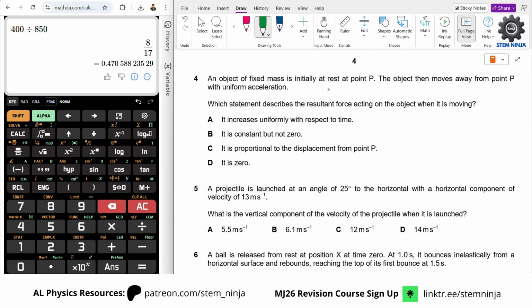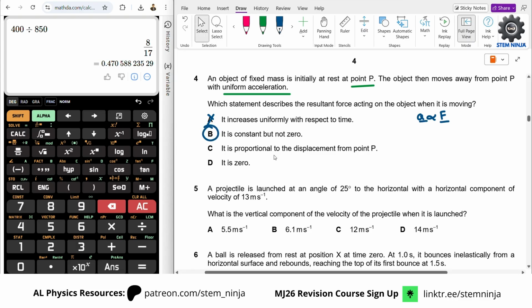An object of fixed mass is initially at rest at point P. The object moves away from point P with uniform acceleration. Which statement describes the resultant force acting on the object when it is moving? So, if the acceleration is uniform, the resultant force acting on it will also be uniform. It increases uniformly with respect to time? No, it is constant but not zero. This is correct. If acceleration is constant, force will be constant.